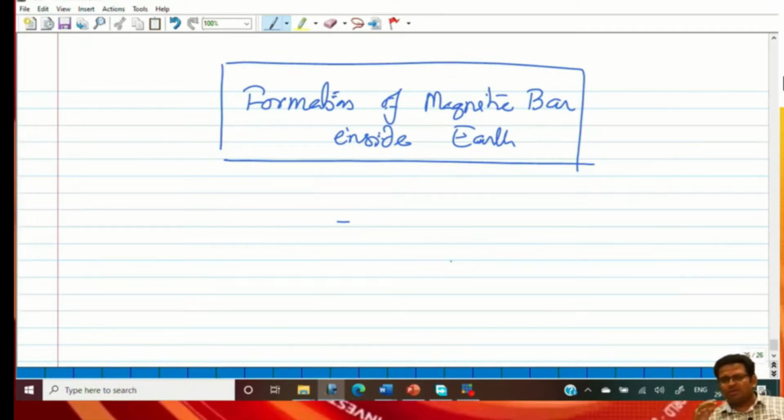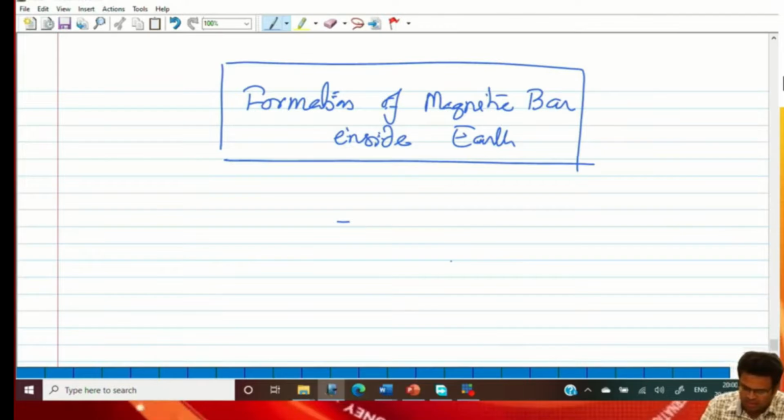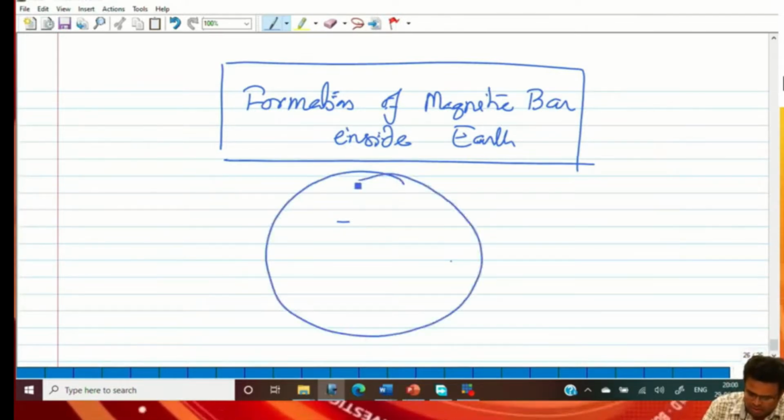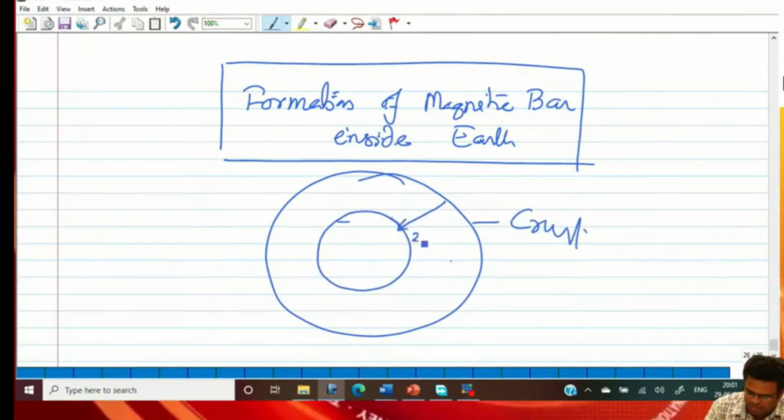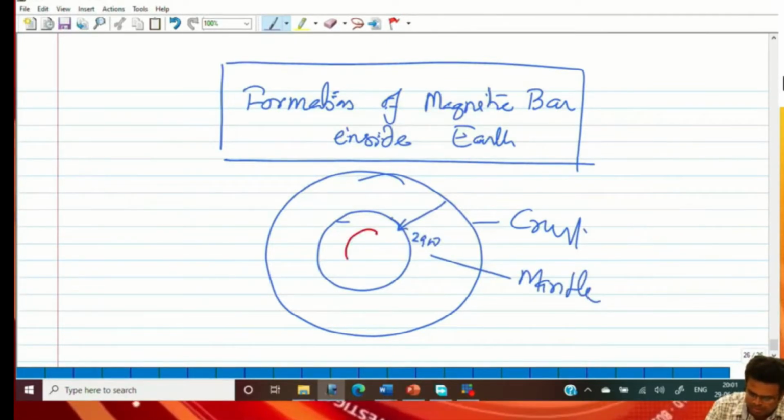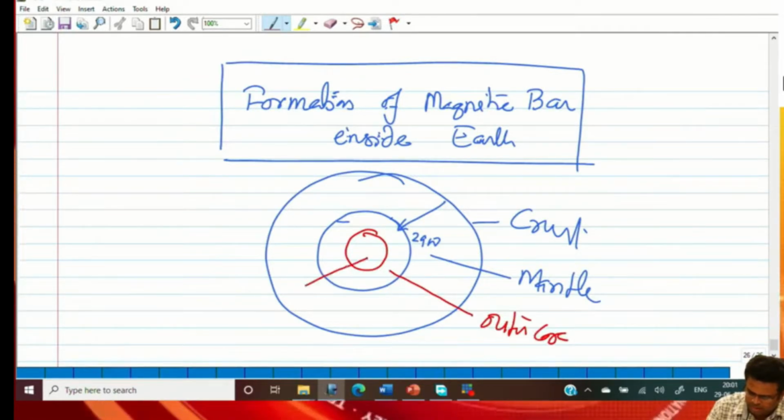My question is, do you know about the crust, mantle, core, and inside the core there is an outer core, and the outer core is liquid, molten. If this is the Earth and this is the crust, then till 2900 kilometers below there is the mantle, and below that is our outer core, and this is our inner core.